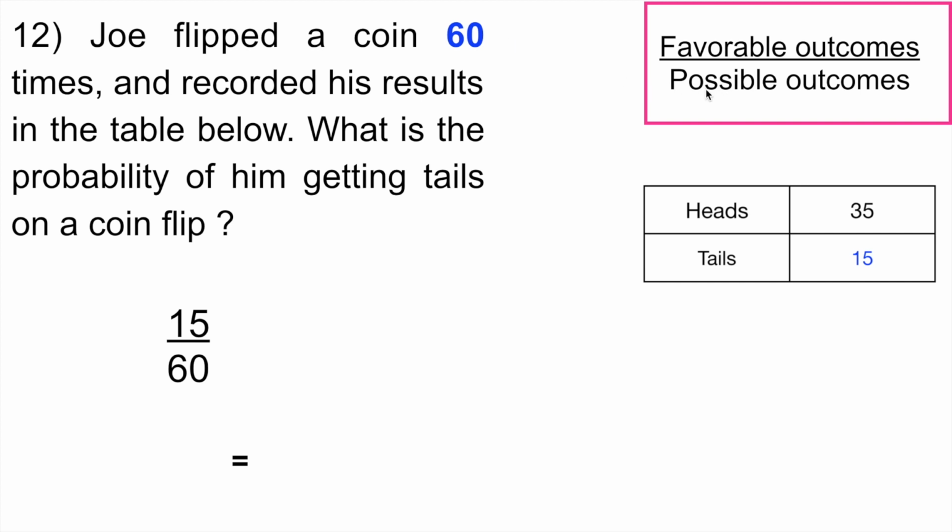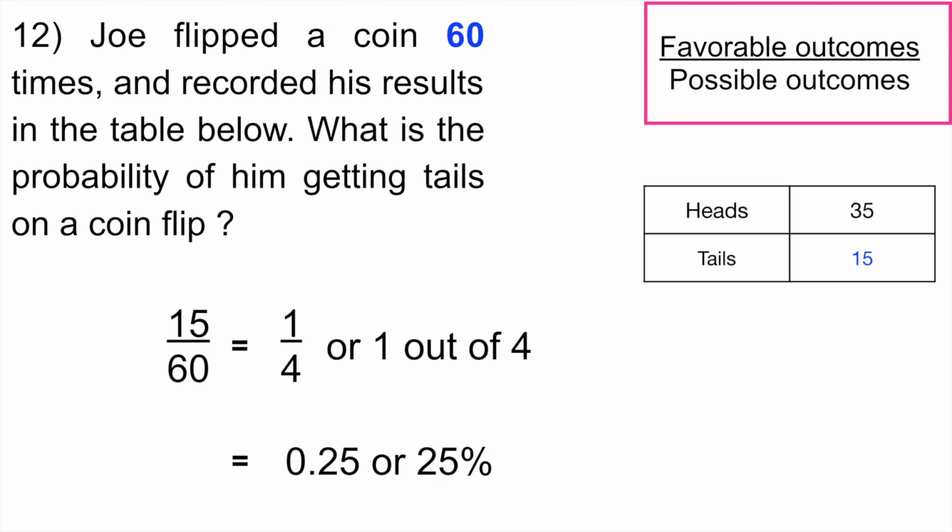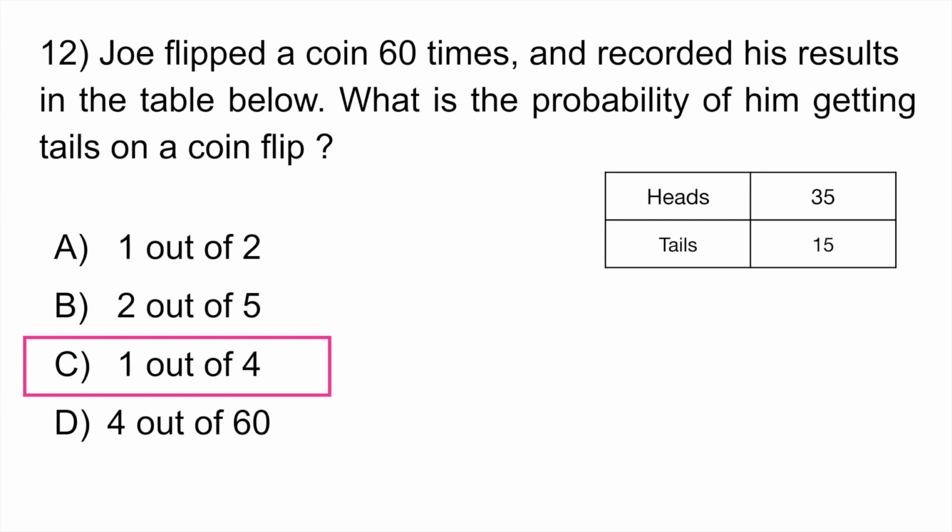And then the number of favorable outcomes, in this case, they said, what is the probability of getting tails? So you look here on the table on the right, and you see that it's 15. So all you have to do is divide that 15 by 60. The next thing you do is simplify this fraction, which is 1 over 4. And then this can also be expressed as 1 out of 4, or 0.25, or 25%. So your correct answer would be C.